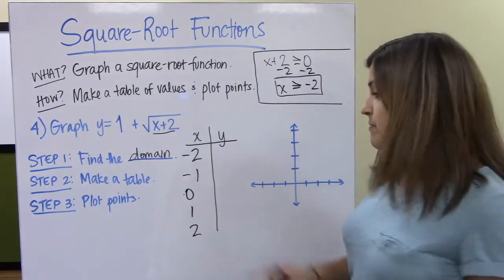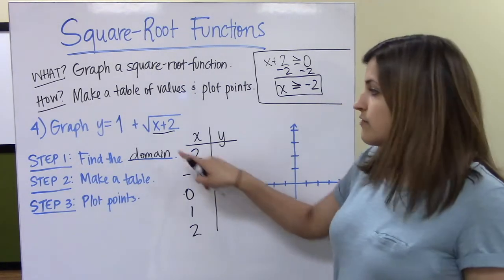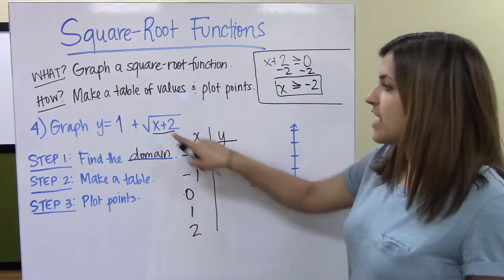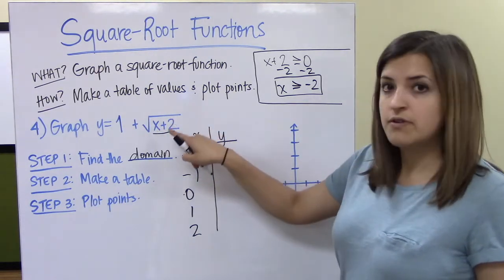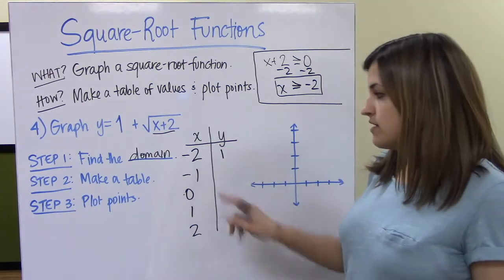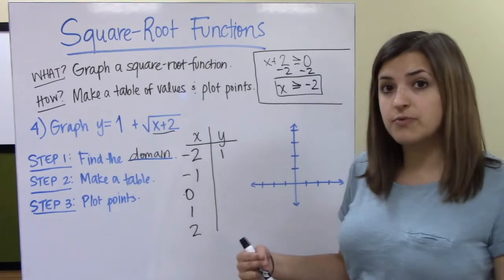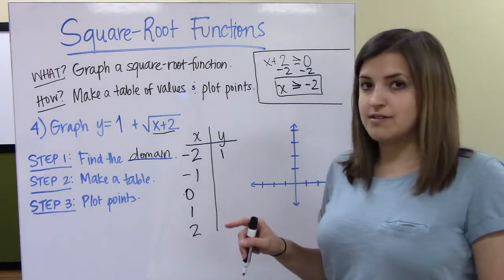Now I want to find my y values. So if I plug in negative 2 for x, I'm going to find that negative 2 plus 2 is 0, square root of 0 is 0, and 1 plus 0 is 1. I'll let you do these on your own if you want to take more time to do these out, but I'll save time here and tell us what these are going to be.